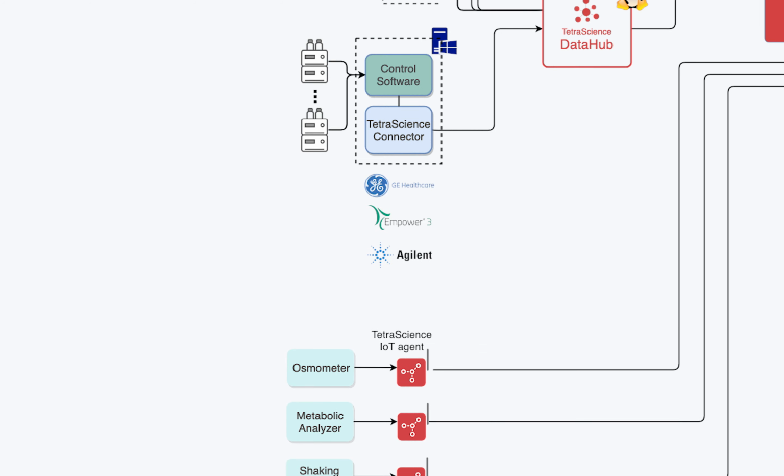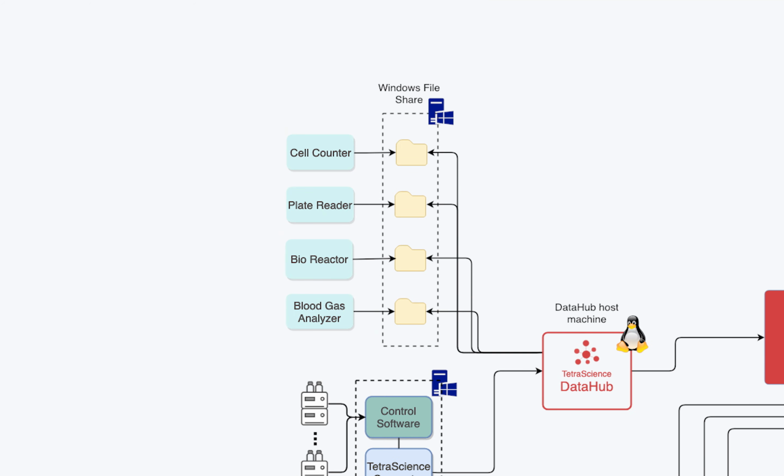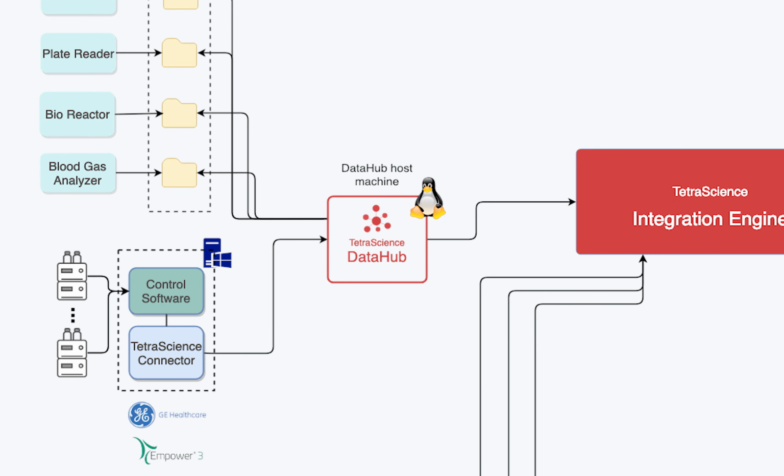In this video, we'll be collecting data from a bioreactor using our Directory Watcher connector, which collects data from a specified directory on a virtual machine. We'll begin by installing a DataHub, which is responsible for collecting data from, in this case, a Windows file share. We'll then create an integration on our DataHub using the Directory Watcher connector.